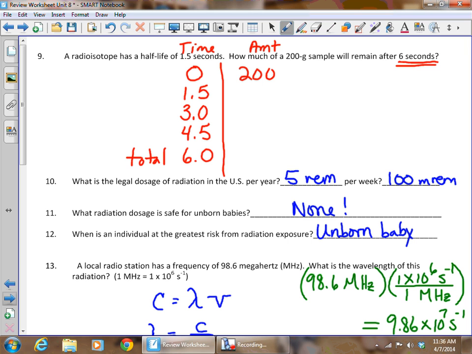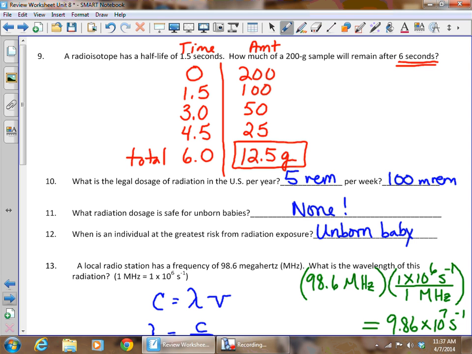And each time a half-life passes, remember, that indicates that half of our sample has decayed and turned into something else. So after 1.5 seconds, we'll only have 100 grams left. After 3 seconds, half it again, we'll only have 50. After another 1.5 seconds, we're only going to have 25. And finally, after our total 6 seconds have passed, we'll only have 12.5 grams of our sample left, and that's our answer.